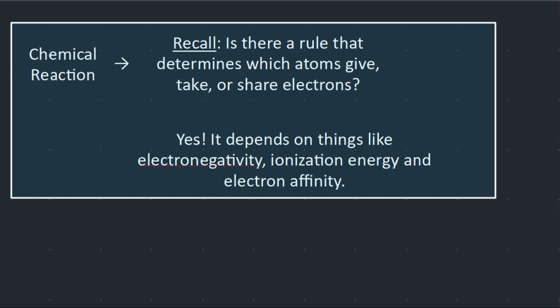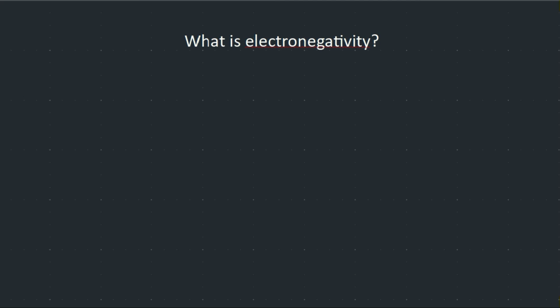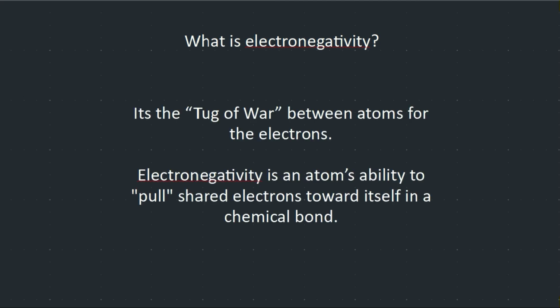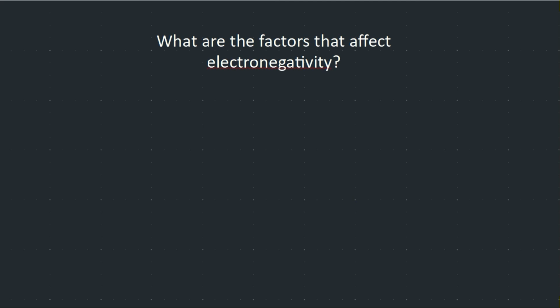Now we're looking at electronegativity. So what is electronegativity? Well, it's a tug of war between atoms for the electron. Which electron? The one they are sharing. Electronegativity is an atom's ability to pull a shared electron towards itself in a chemical bond. Now, the next obvious question is, what are the factors that affect this electronegativity value?